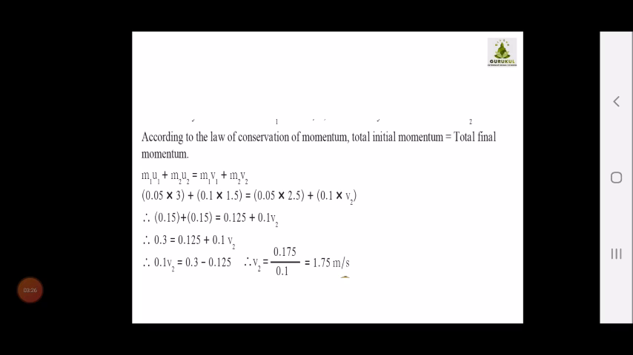If I add both, 0.15 and 0.15, I get the answer 0.3, and then 0.125 I have kept as it is, plus 0.1 into v2. Now what I have done, I have changed the position. 0.1 v2 is equal to 0.3 minus 0.125. 0.3 minus 0.125, my answer is 0.175, and if I divide 0.175 by 0.1, my answer is 1.75 meter per second. So this is the value of my v2, that is the final velocity of the second object.